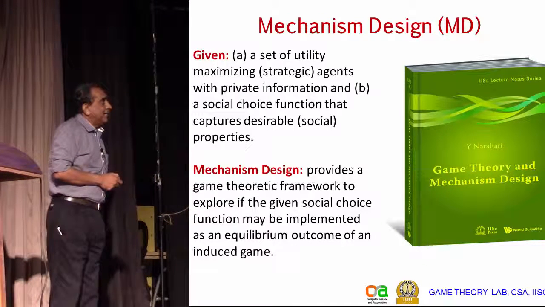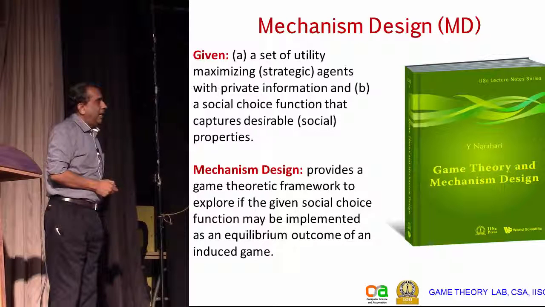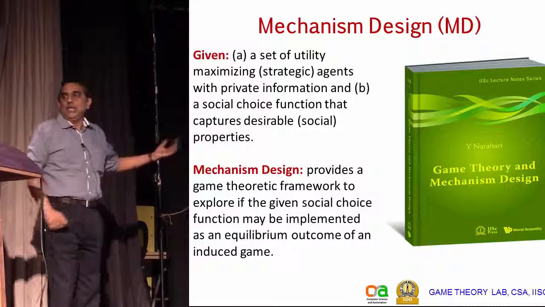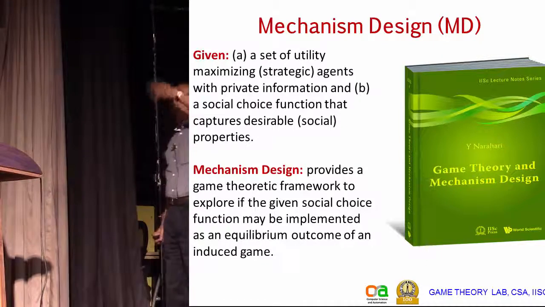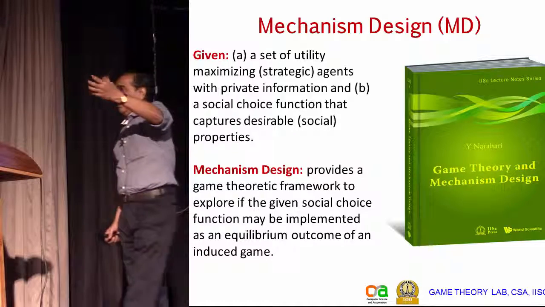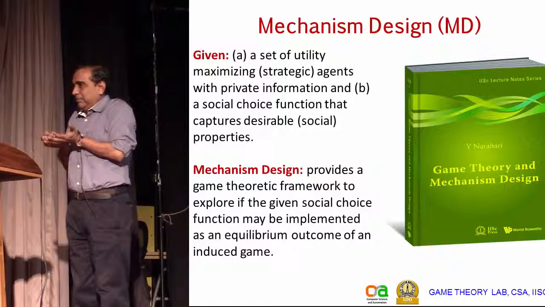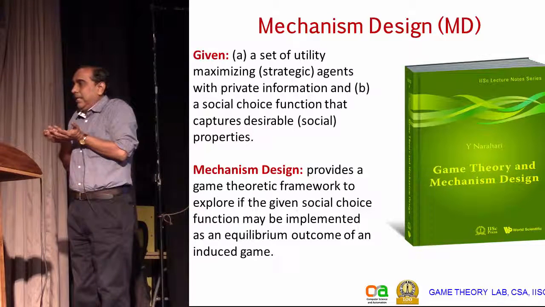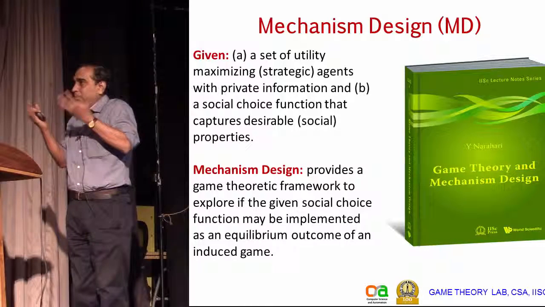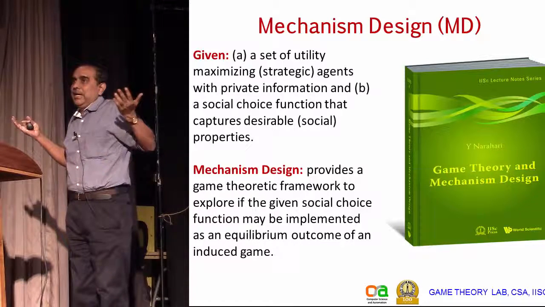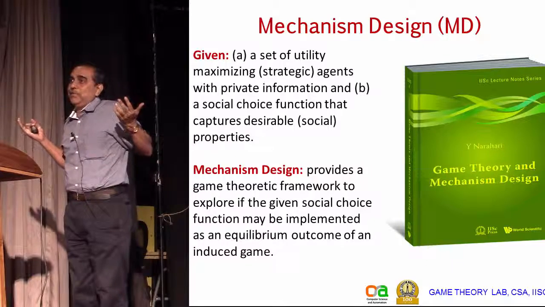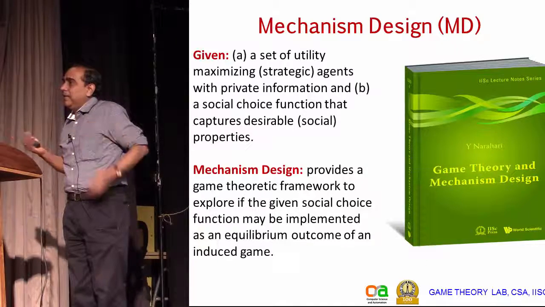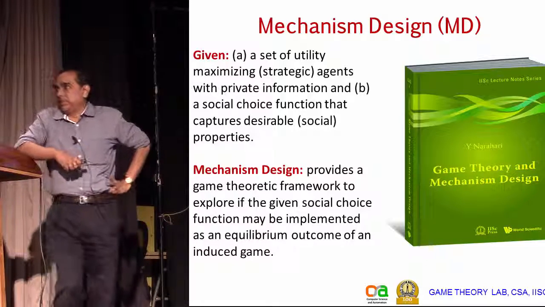So if you are given a set of such agents, and now you would like a social choice function that captures desired social properties. So you would like to implement a so-called social choice function. This social choice function captures social welfare of the system. Now if you want to do that, then if you let these players play according to their utility maximizing actions, it may turn out that instead of maximizing the social choice function, you are actually minimizing the value of the social choice function, because there could be conflict in the utility objectives of the players, right?